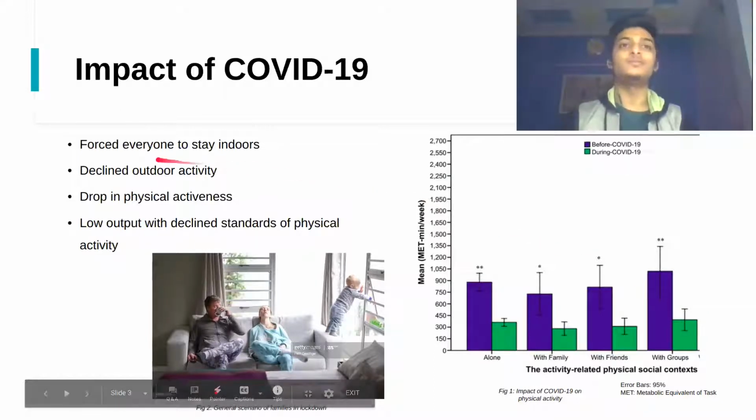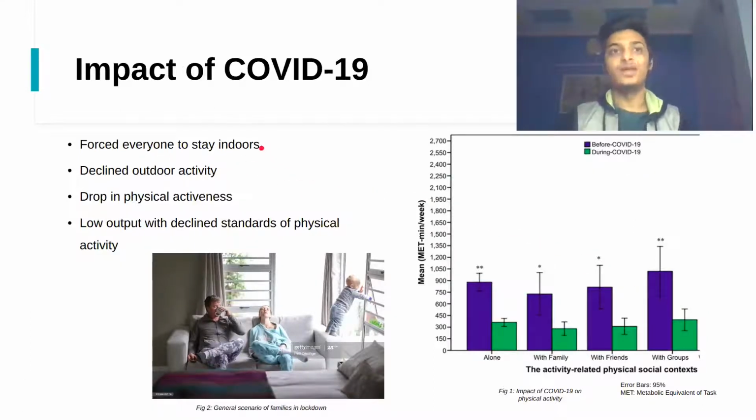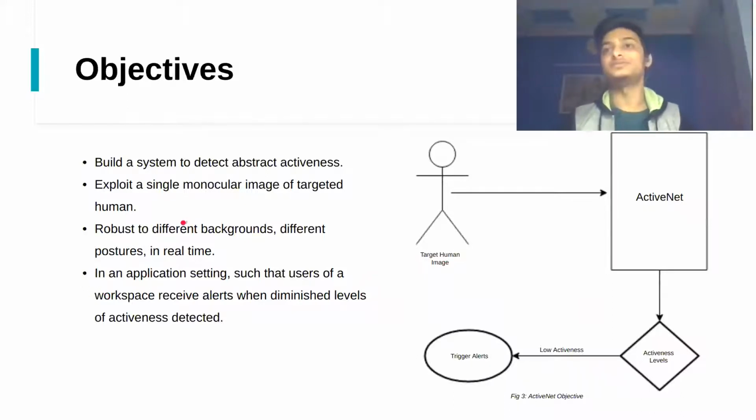Everybody is forced to stay indoors because of lockdown, and there is an outdoor activity decline, and the low output with declined standards of physical activity has also played a role in a drop in physical activeness in total. So to actually tackle this, we thought of what our objectives should be.